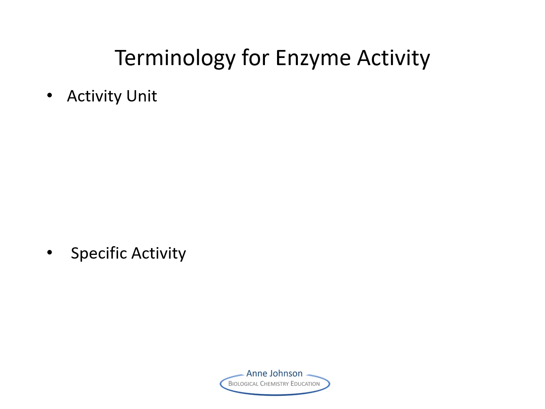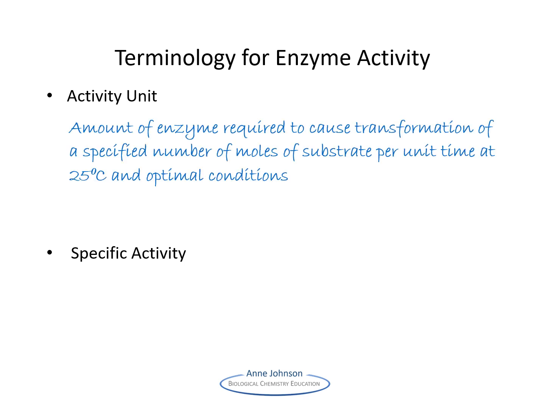There are some additional terms that you may encounter for enzyme activity. A unit of activity is the amount of enzyme causing the transformation of a specific number of moles of substrate per unit time at 25 degrees Celsius and optimal conditions of pH, and so on. The number of moles is often 1 micromole and the unit of time 1 minute. However, these can vary. It's best to check the standards for each enzyme.